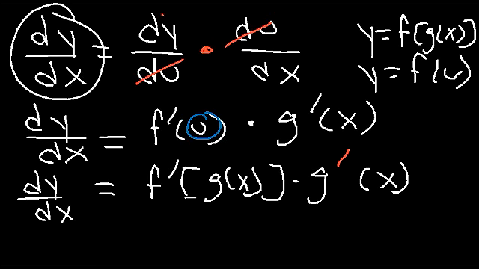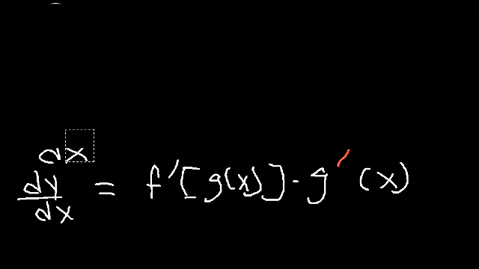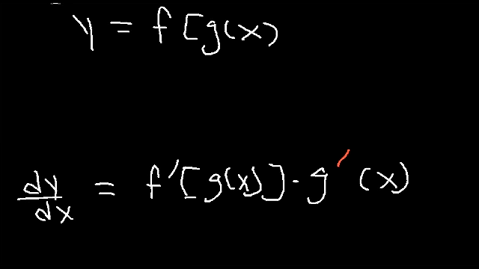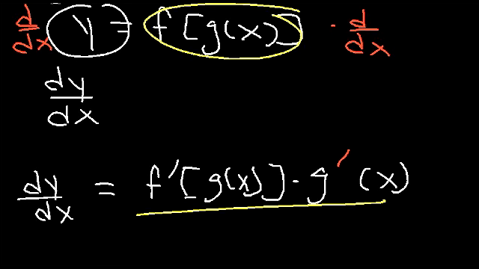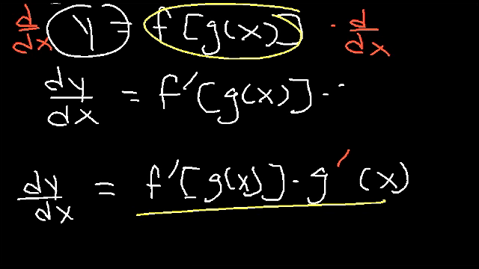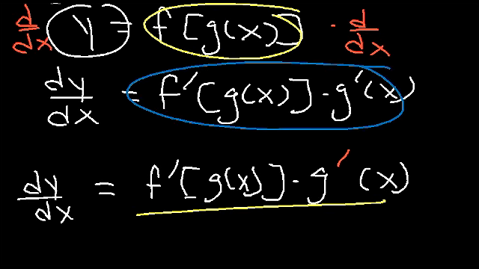So therefore, we can make this statement. If y is equal to f of g of x, and if we differentiate both sides with respect to x, this side is going to become dy over dx. Therefore, the derivative of the right side is equal to what we have here, which is f prime of g of x times g prime of x, which is the chain rule function. So now you know how to derive this formula using dy over du and du over dx.